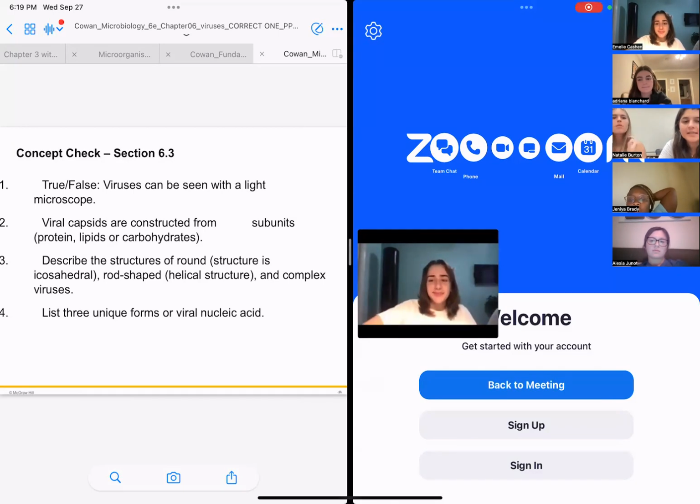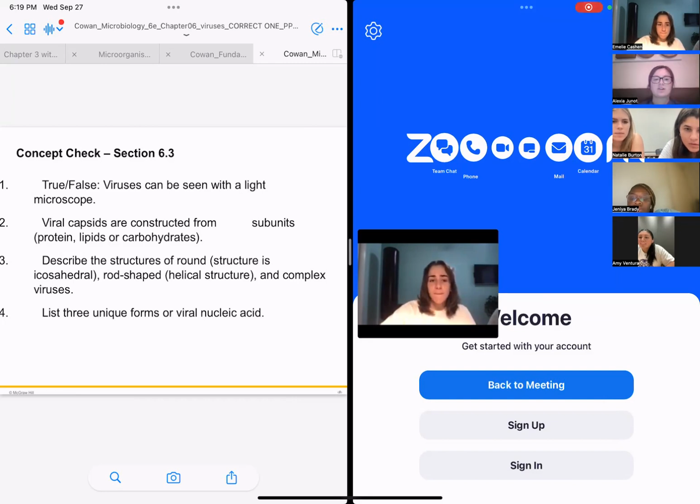So viruses need a scanning electron and then a transmission electron microscope. Those are the two microscopes they could use. Yep, I just looked it up. It said the transmission electron microscope only. Oh, okay. Interesting. So this one would be false then, right? Yep. Okay, then viral capsids are constructed from blank subunits: protein, lipids, or carbohydrates.